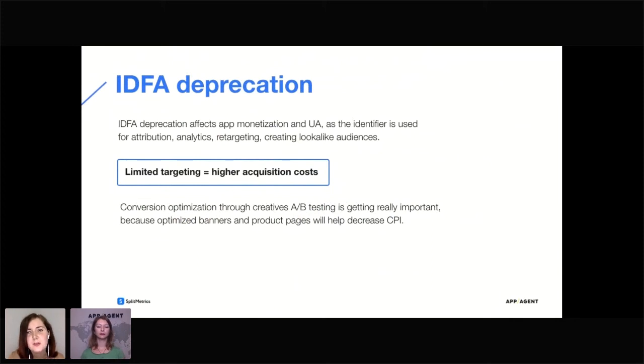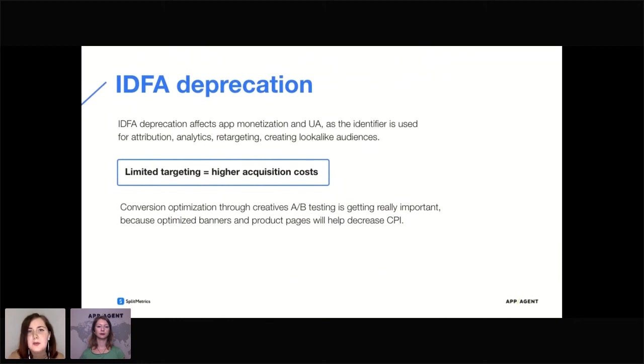So this change is bound to affect UA and app monetization, as IDFA provides the identifiers used for attribution, analytics, retargeting, and creating lookalike audiences. And IDFA helps to identify the audience that is most likely to be converted from ad banner click to your App Store page and then to a download. So with no IDFA, it will be hard to target these specific and most valuable audience segments. And due to this limited targeting, we are likely to face higher acquisition costs.